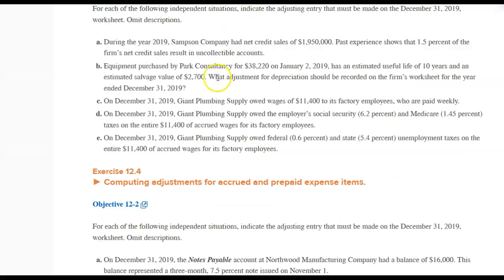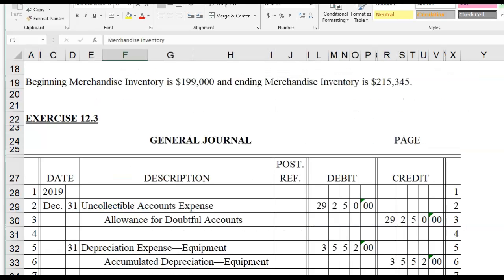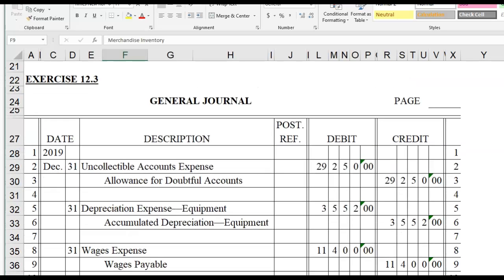Okay, the next problem. On December 31, Giant Plumbing owed wages of $11,400 to its factory workers who are paid weekly. So they owe these wages. So what accounts will be affected? It means that they owe the money. So that's an expense. And they haven't paid it yet. So that's a payable, something that they owe. So the expense gets listed first. There's your wages expense, $11,400, and your wages payable is what you owe.